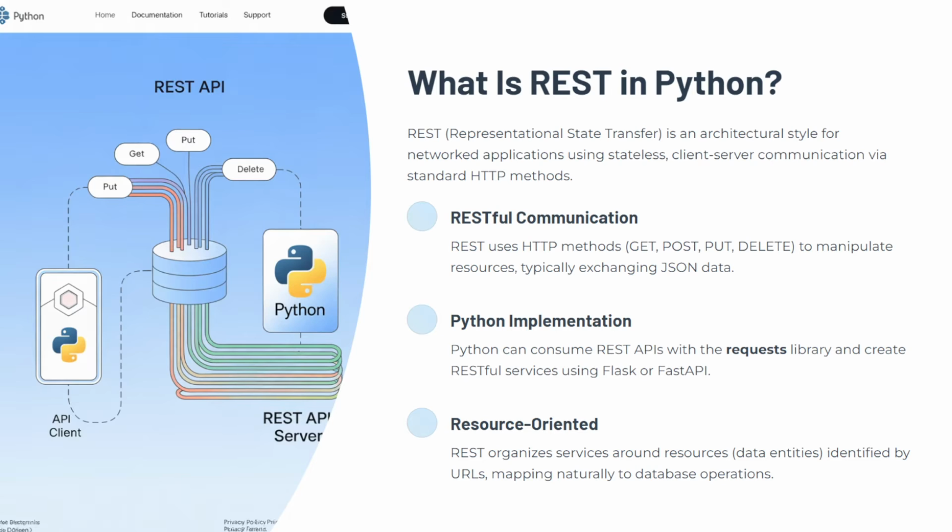Another way that REST is used through Python implementation is that Python can consume REST APIs with the requests library and create RESTful services using Flask or FastAPI. It is also resource oriented, as REST organizes services around resources, known as data entities, identified by URLs, mapping naturally to the database operations.